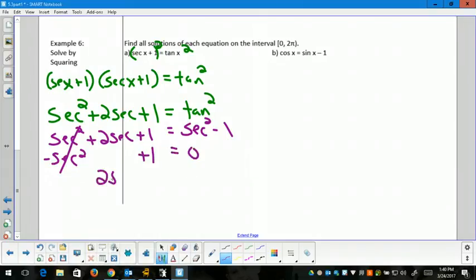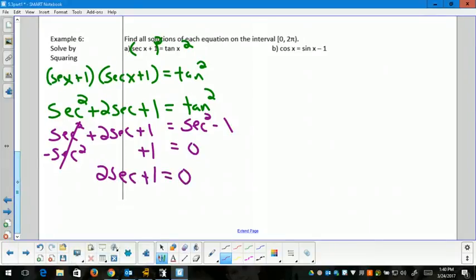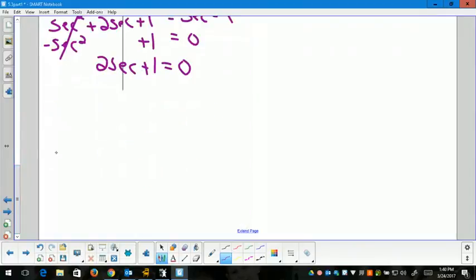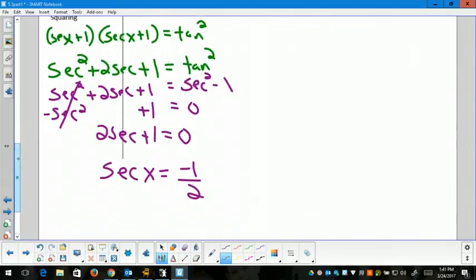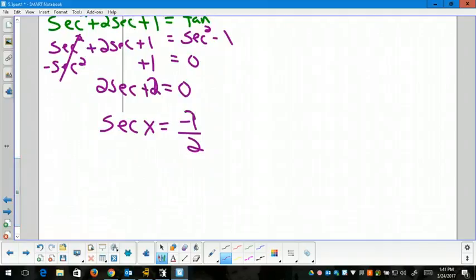So now I've got 2 secant plus 1 equals 0. I'm going to subtract 1 and divide by 2. Is that right? Yeah. Secant of x equals negative 1 over 2. Was it plus 2? Why is it plus 2? You added 1 plus 1. Oh, thank you. I'm like, wait a minute, this one wouldn't have a solution, because cosine can't equal negative 2. So this is negative 2 over 2. Now it will have a solution. Secant of x equals negative 1.